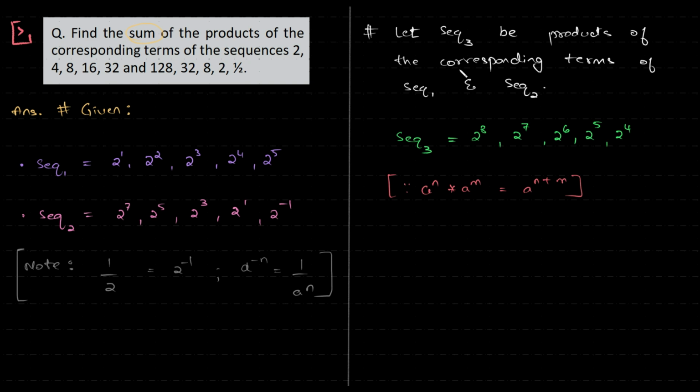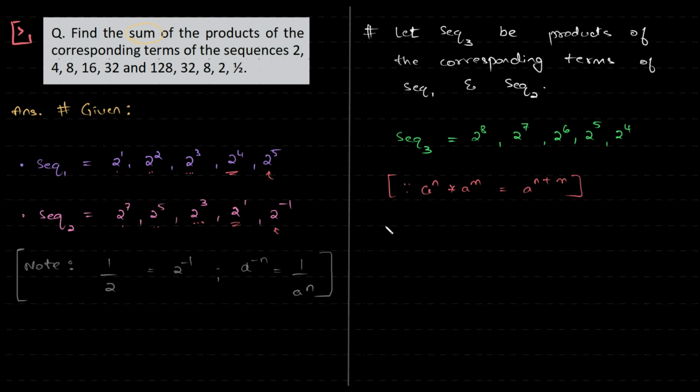When I say corresponding terms, what does it mean? The first term has to be multiplied with the first term, the second with the second, the third with the third. You can remember the word corresponding from corresponding sides of congruent triangles and corresponding sides of similar triangles. Corresponding is related, right? So this is related to this and this is related to this. So the product of that will be this.